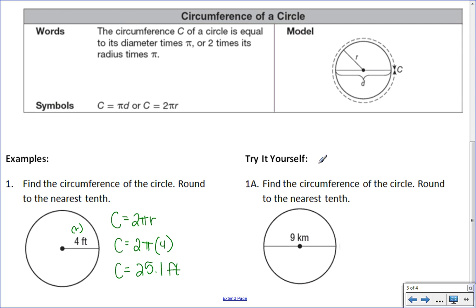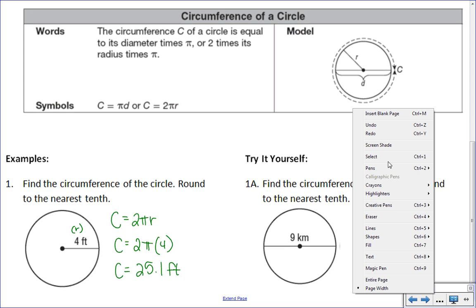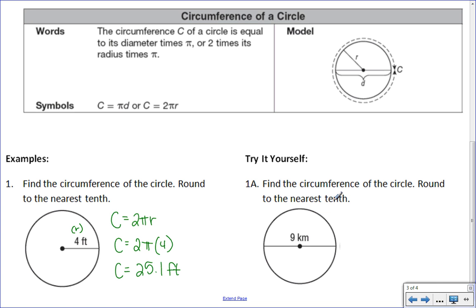Okay. For the try-it-yourself problem, you're going to do something similar. Make sure you notice whether you have the radius or the diameter and use the correct formula accordingly. And also make sure that you're using the pi button on your calculator and not just 3.14. So go ahead and work through that problem. When you're ready to check your answer, press play to continue the video. And here we should get a circumference of approximately 28.3 kilometers. And really, I should have used these squiggly lines for this one too, since we rounded this off. See, it's approximately 25.1, not exactly.